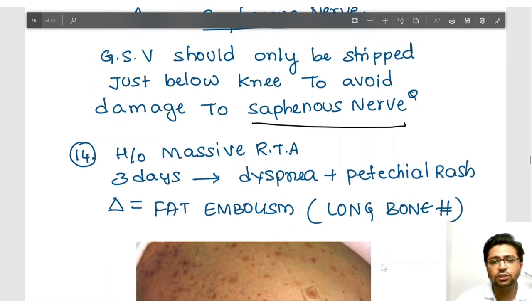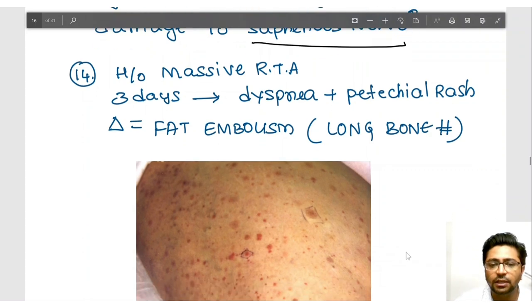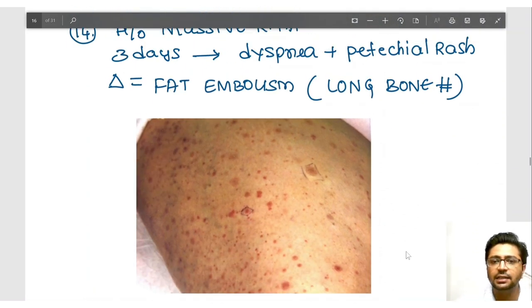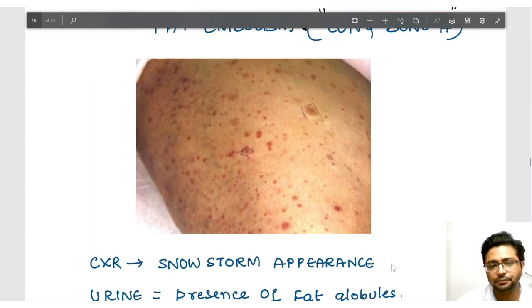The next question which was asked is, a patient has undergone a massive road traffic accident and after 3 days suddenly the patient develops dyspnea and petechial rash, and this is how the abdomen looks. So what is the diagnosis? The patient has had a massive road traffic accident. That means the patient would have incurred some long bone fractures, and when there are long bone fractures and there is dyspnea, one should suspect fat embolism, and in fat embolism we can have petechial rash.